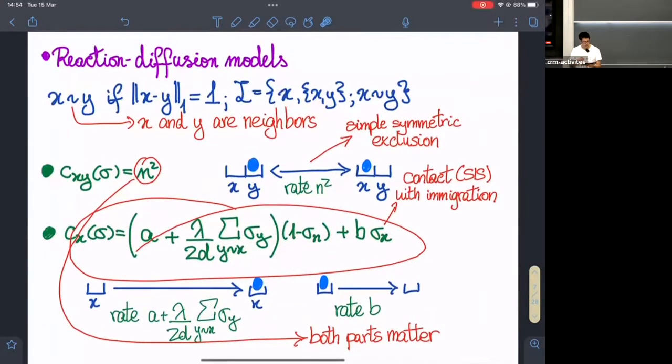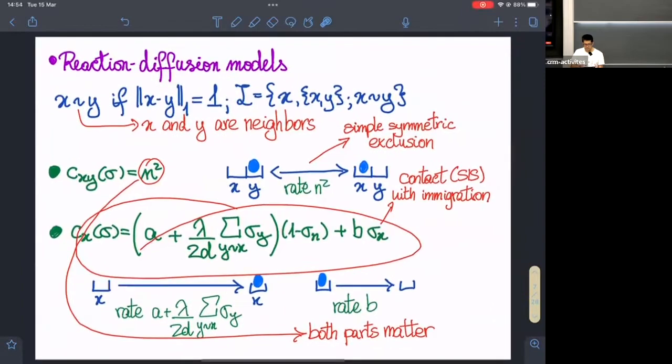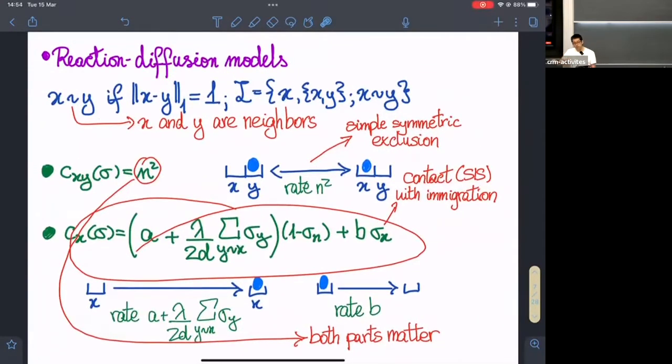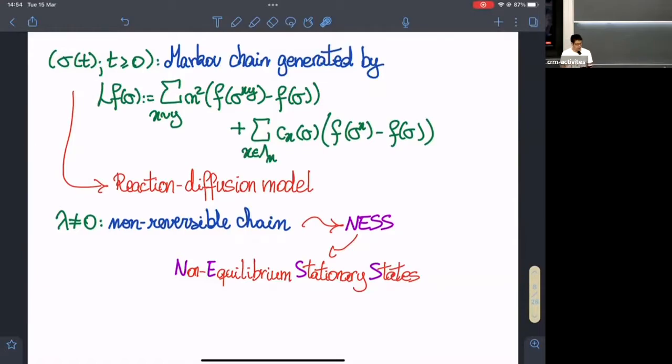Okay, and the n squared scaling here makes this model a reaction-diffusion model, because in that case both parts, the diffusion and the reaction part, matter in the limit. So if you try to describe the evolution of this system for large n, you need to take into account both guys. None dominates the other. So the reaction-diffusion model is going to be the Markov chain generated by this generator.